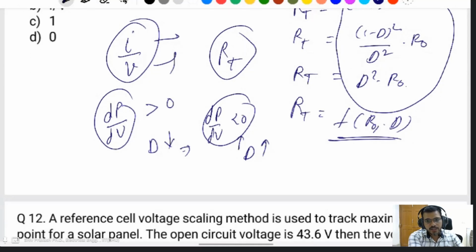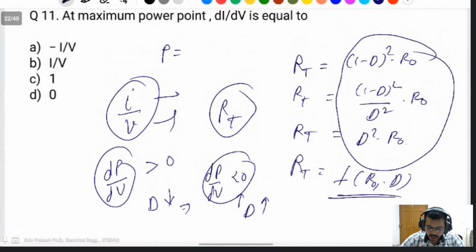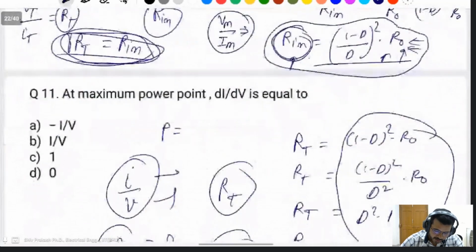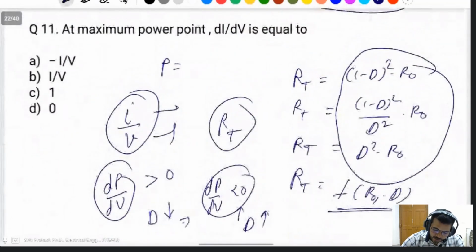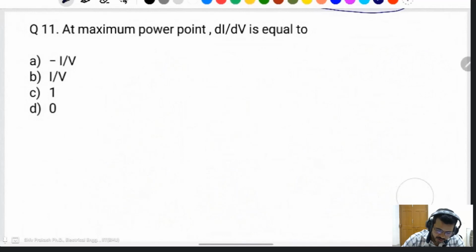This is only coding in the microcontroller. Nothing is fixed. RT is not fixed. Sometimes you can change the load. All the working is through the duty cycle only, changing the duty cycle. Okay, I think all of you know about this one.